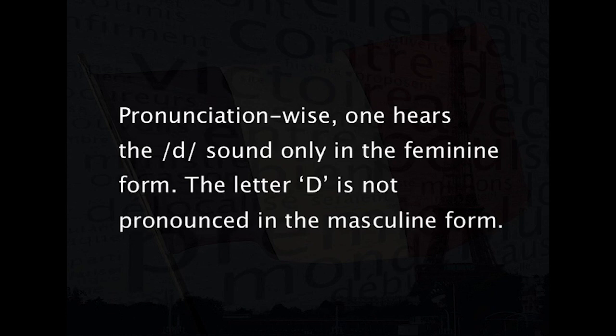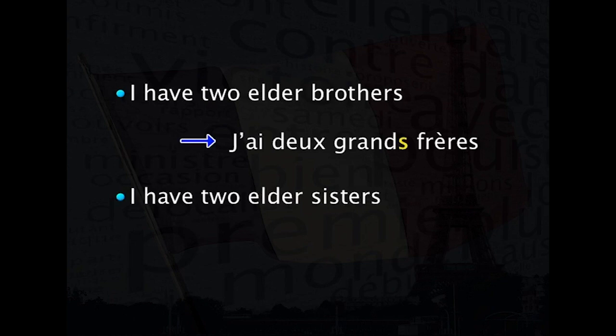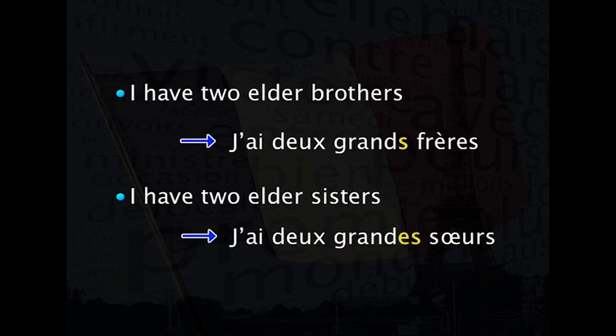Pronunciation wise, one hears the D sound only in the feminine form. The letter D is not pronounced in the masculine form. Now let me show you how this same adjective is used in plural. I have 2 elder brothers and I have 2 elder sisters. The translation of the first sentence is J'ai 2 grands frères, and the second sentence translates as J'ai 2 grandes sœurs. As you see, in both sentences, one simply adds an S to the respective singular forms.